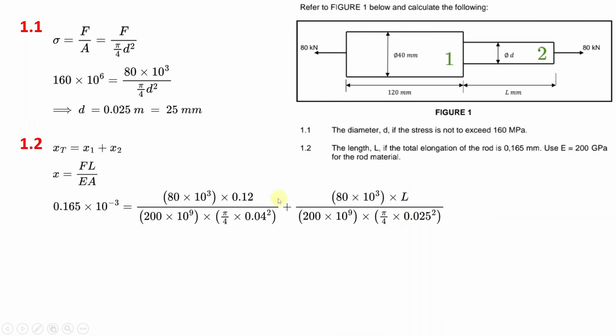As you can see in this equation, the only thing that we do not have is L, the length of segment 2. We do not have that, but that's what we have to find. So you can just solve for L. If you do everything correctly, you will find L to be equal to 0.15561 meters, and you can just round it off to 156 millimeters.